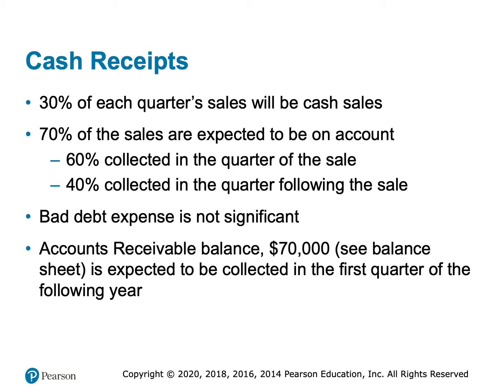Now we're told bad debt is not significant, so we're not expecting to have to account for how much we may not receive. And if you flip back to that balance sheet that we looked at the very beginning of the video, we'll see accounts receivable was $70,000. We expect to collect that in quarter one of this year. So these are the people that bought in the end of November, December of last year, and they're going to pay us in probably January of this year.